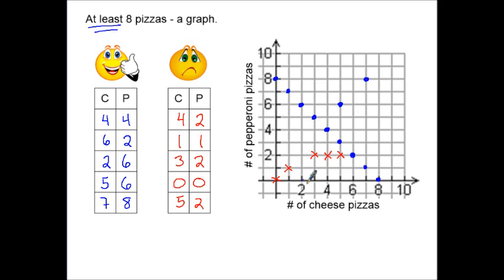Of course, I could have gone like 4 and 9 or something like that. Or I could have gone 8 and 3. I could have gone 9 and 5. I could have gone anything out here in this big area and everybody would have been happy.